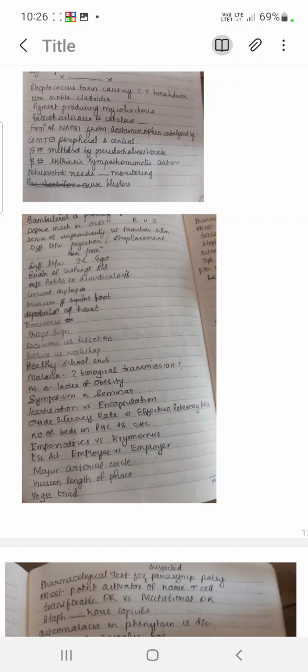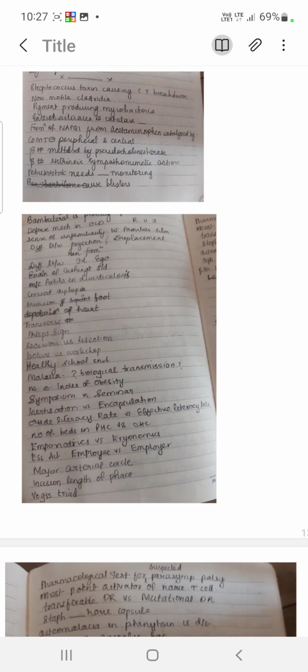Then literacy rate. Crude literacy rate, you are looking for literate persons above 7 years divided by total population, whereas in effective literacy rate you are taking only the population above 7 years of age, you are not taking the entire population in the denominator. Number of beds in PHC versus CHC. So in PHC around 2 to 4, in CHC 30 to 60. Emporiatrics versus ergonomics. Emporiatrics is travel medicine, ergonomics is occupational health.